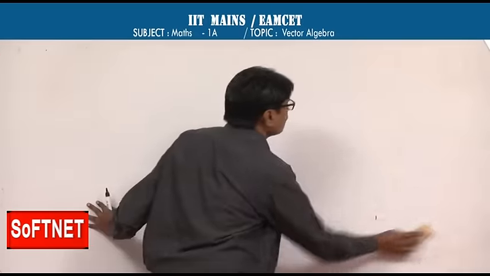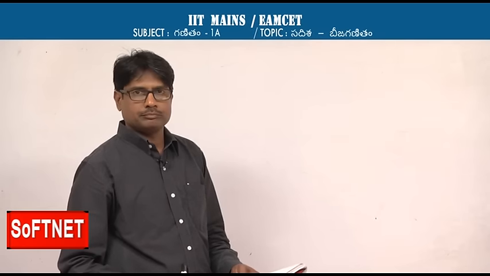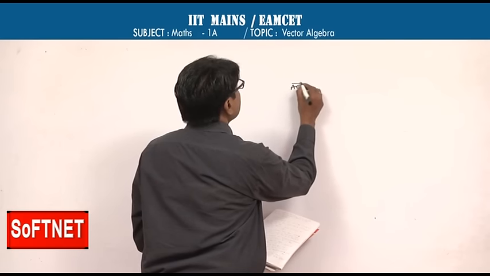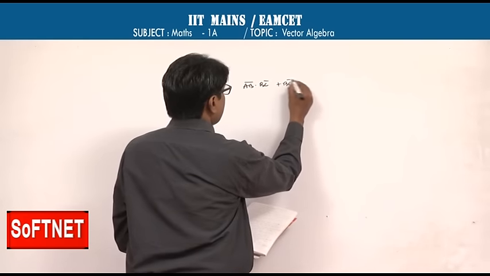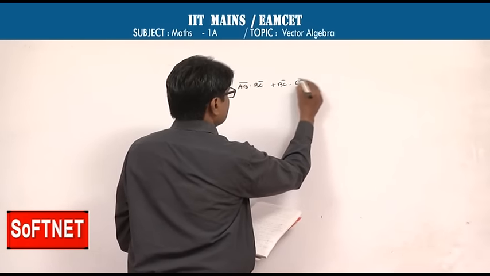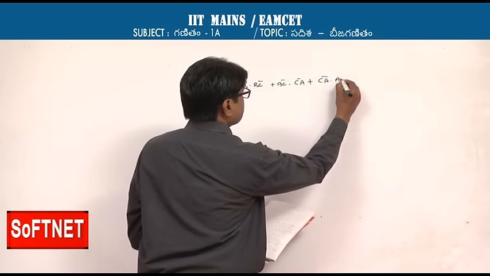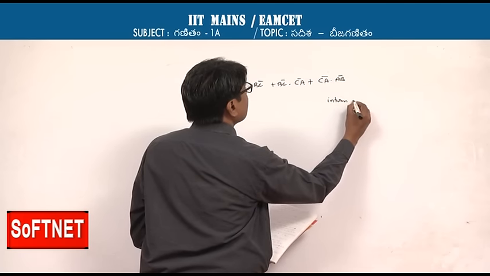Next is a problem related to the different angles between two vectors. In a triangle ABC, an equilateral triangle with side a, find the value of AB bar dot BC bar plus BC bar dot CA bar plus CA bar dot AB bar in terms of a.